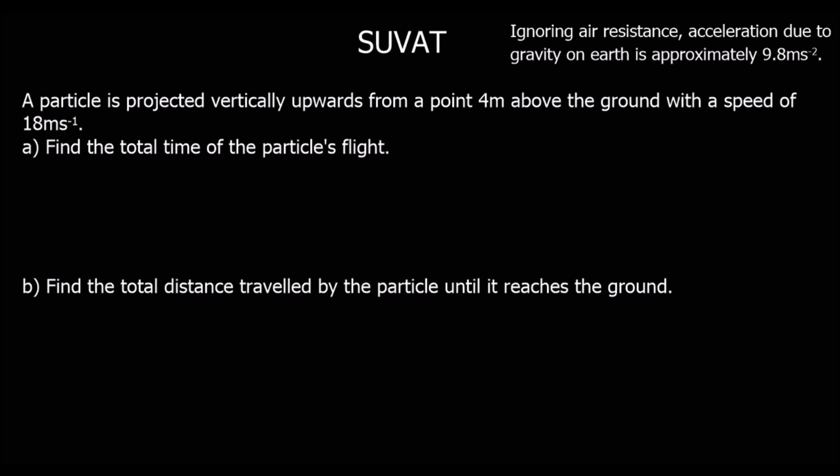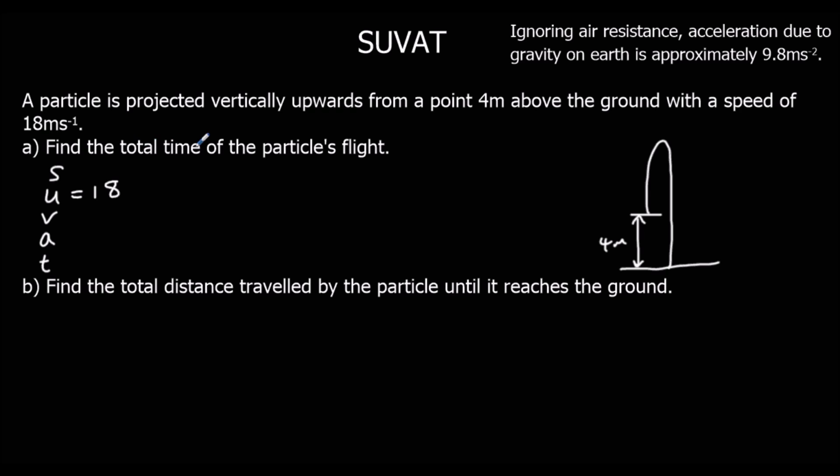Okay, another question. A particle is projected vertically upwards from a point 4 meters above the ground. So it's projected, so the ground's down here. It's projected from 4 meters above the ground with a speed of 18. And it can come back down. So what do we know? The initial velocity is 18.